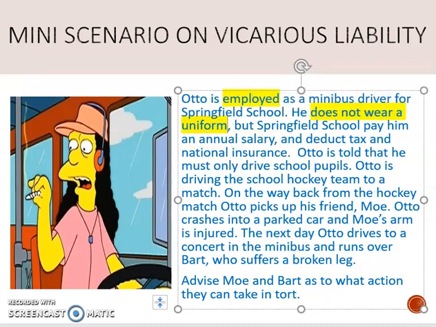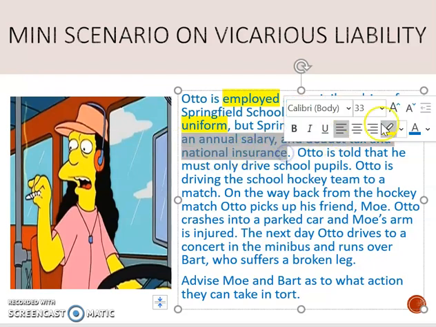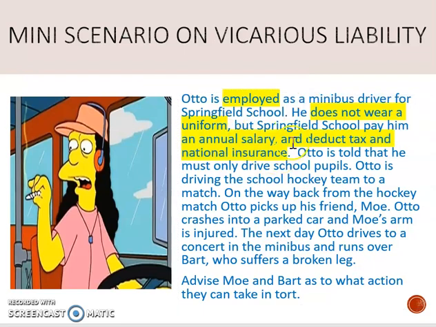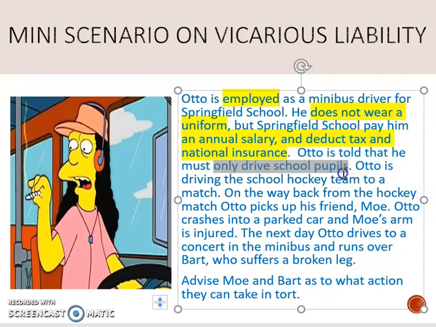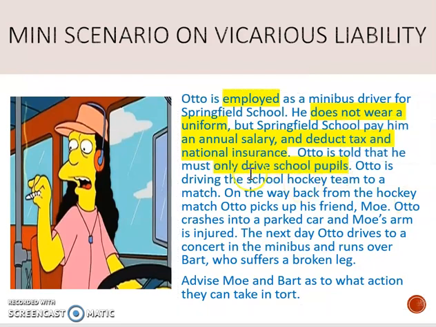The fact he doesn't wear a uniform suggests he's not integrated into the organisation, perhaps. But Springfield School pay him an annual salary and deduct tax and national insurance. So that suggests that he is an employee rather than an independent contractor. Otto's told that he must only drive school pupils. So this is telling us that Springfield School has a degree of control over him because they're giving him instructions on what he can do. And that will also be relevant later, deciding whether he was in the course of employment or not.